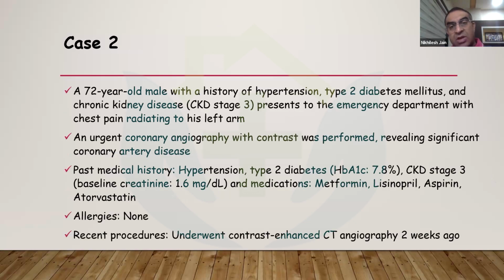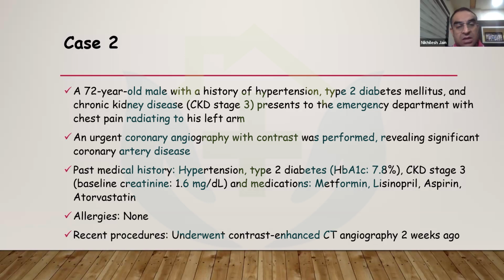You've got a 72-year-old male with a history of hypertension, type 2 diabetes mellitus, chronic kidney disease stage 3, presents to the emergency department with chest pain radiating to his left arm. An urgent coronary angiography with contrast was performed and it revealed a significant coronary artery disease. When we look at his past medical history, he had hypertension, type 2 diabetes with an HbA1c level of 7.8%, CKD stage 3 with a baseline serum creatinine of 1.6 milligram per deciliter, and the medications he was on were metformin, lisinopril, aspirin, as well as atorvastatin.